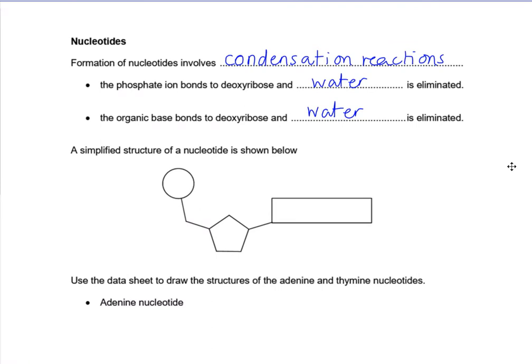Nucleotides are formed by condensation reactions. That's when 2 molecules join together and a small molecule is eliminated. The phosphate ion binds to the sugar and water is eliminated, and the organic base binds to the sugar and water is eliminated.